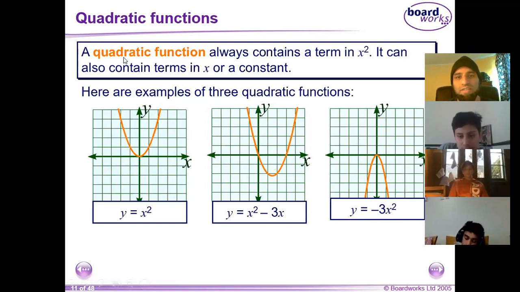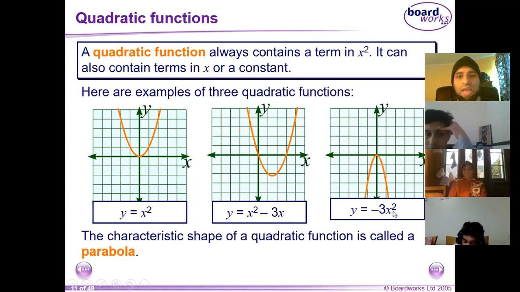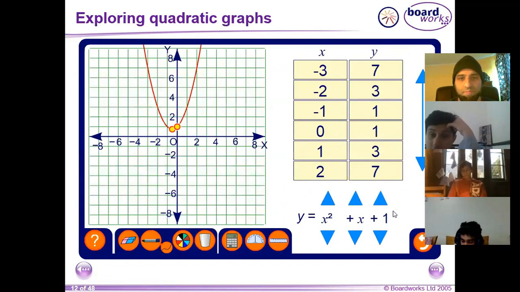A quadratic function contains x squared in it. These are all quadratics. Why? They all contain an x squared somewhere. Look at the first one, x squared. Second one, there's an x squared here. Third one, an x squared. Even though there's a minus 3 next to it, the x still has a squared there. The characteristic shape of a quadratic function is called a parabola. In English, these shapes are known as parabolas.